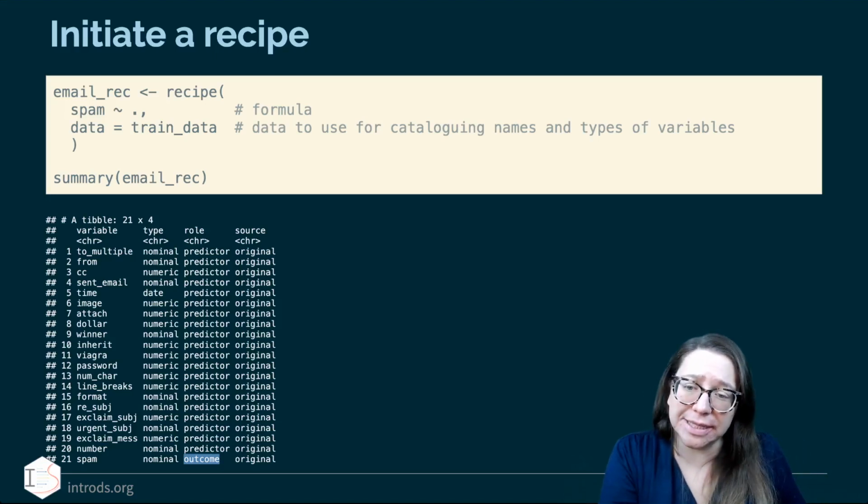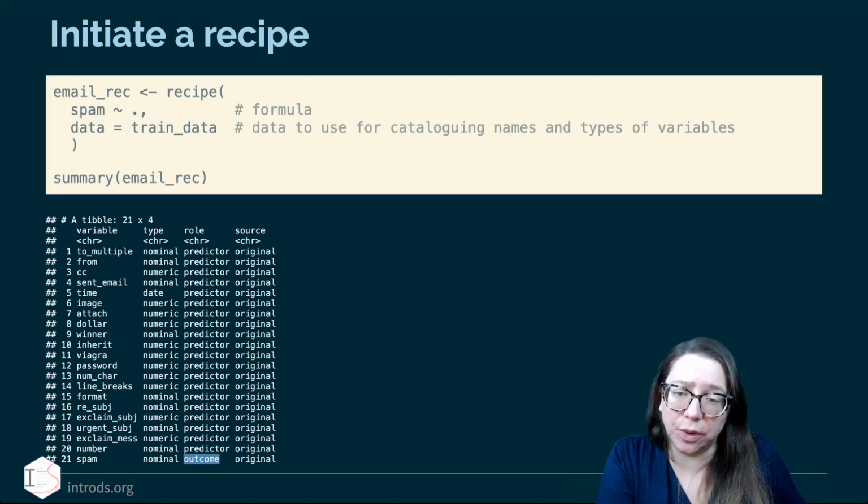And we also can see here what type of variables we're working with. So one of them is a date. We have a bunch of numeric variables and some nominal variables, or in other words, factor variables.